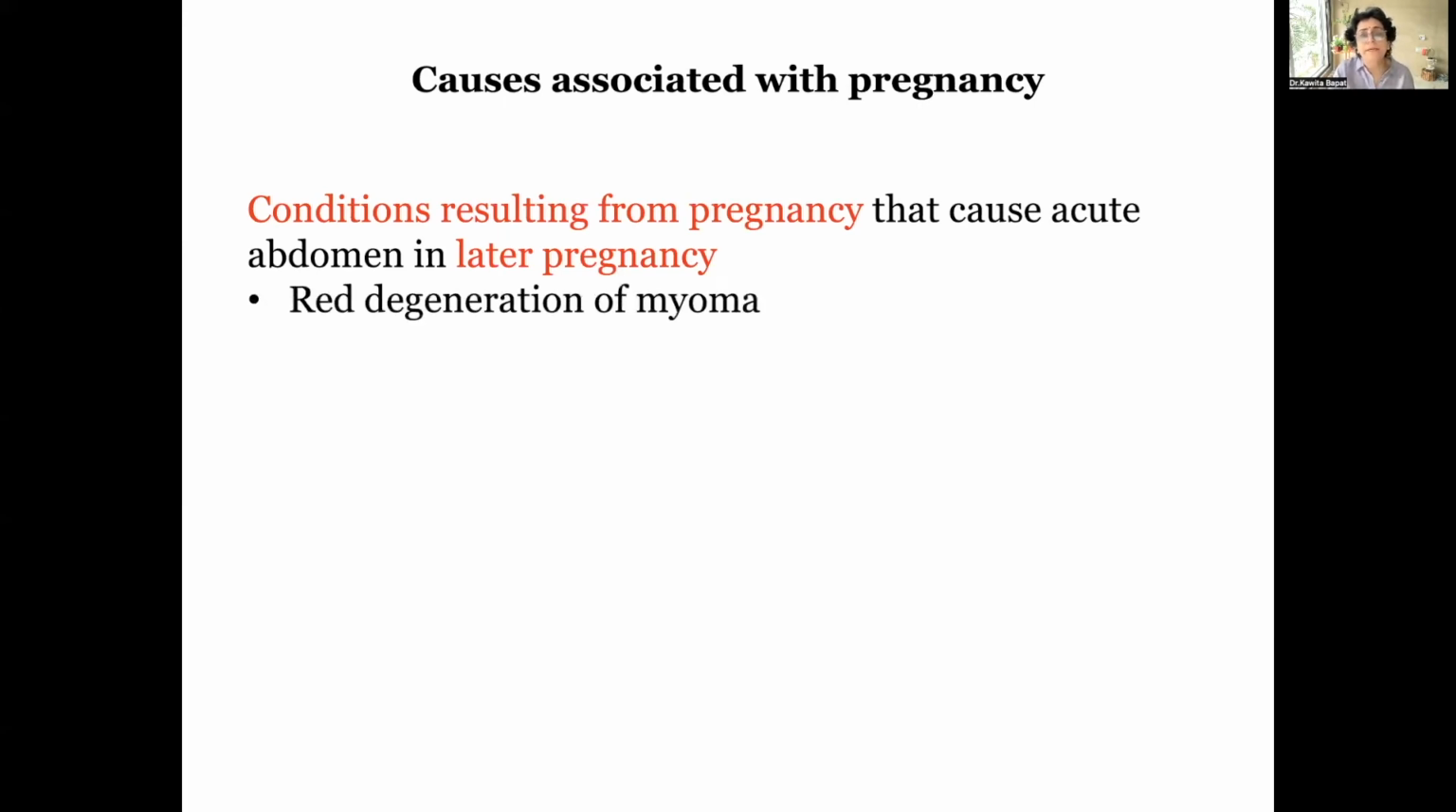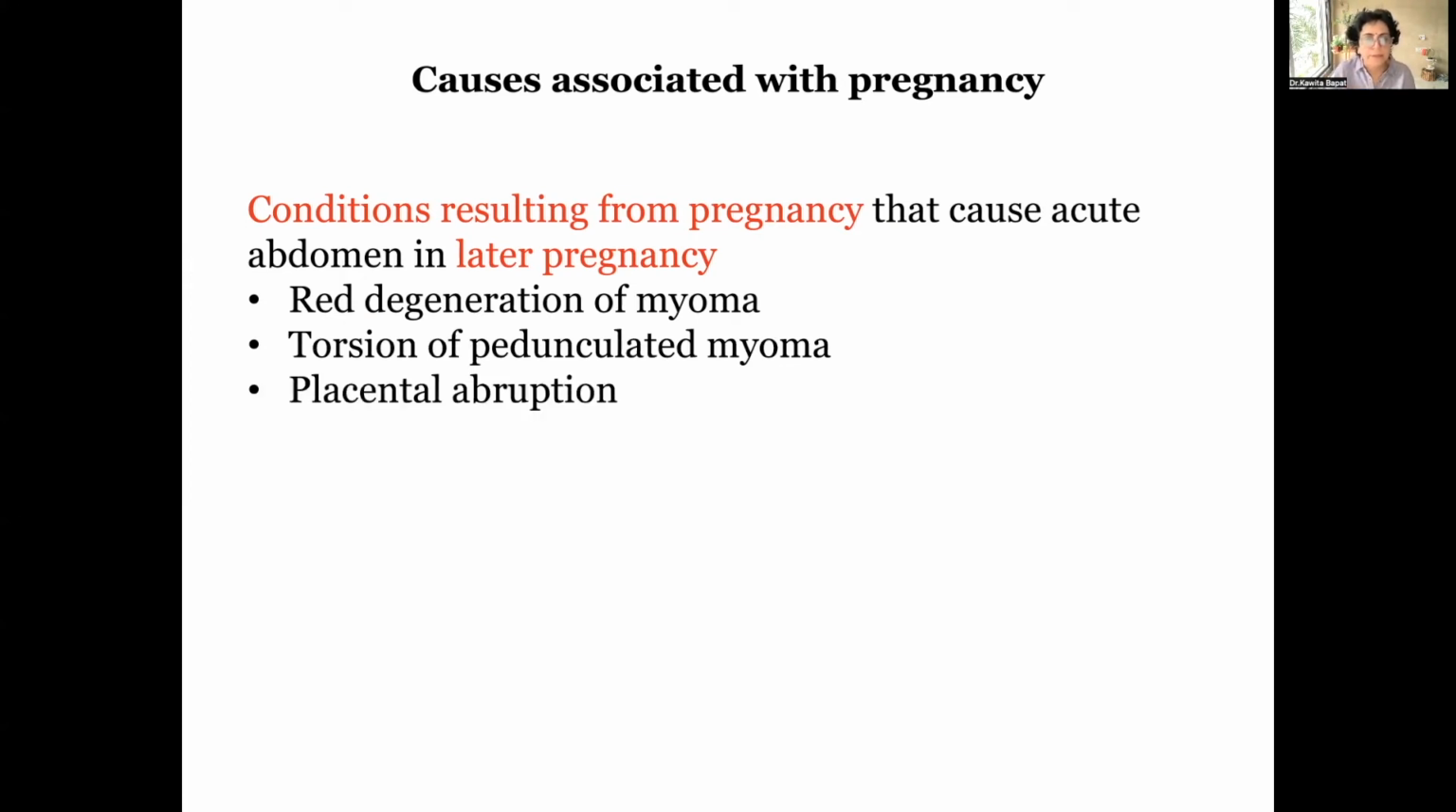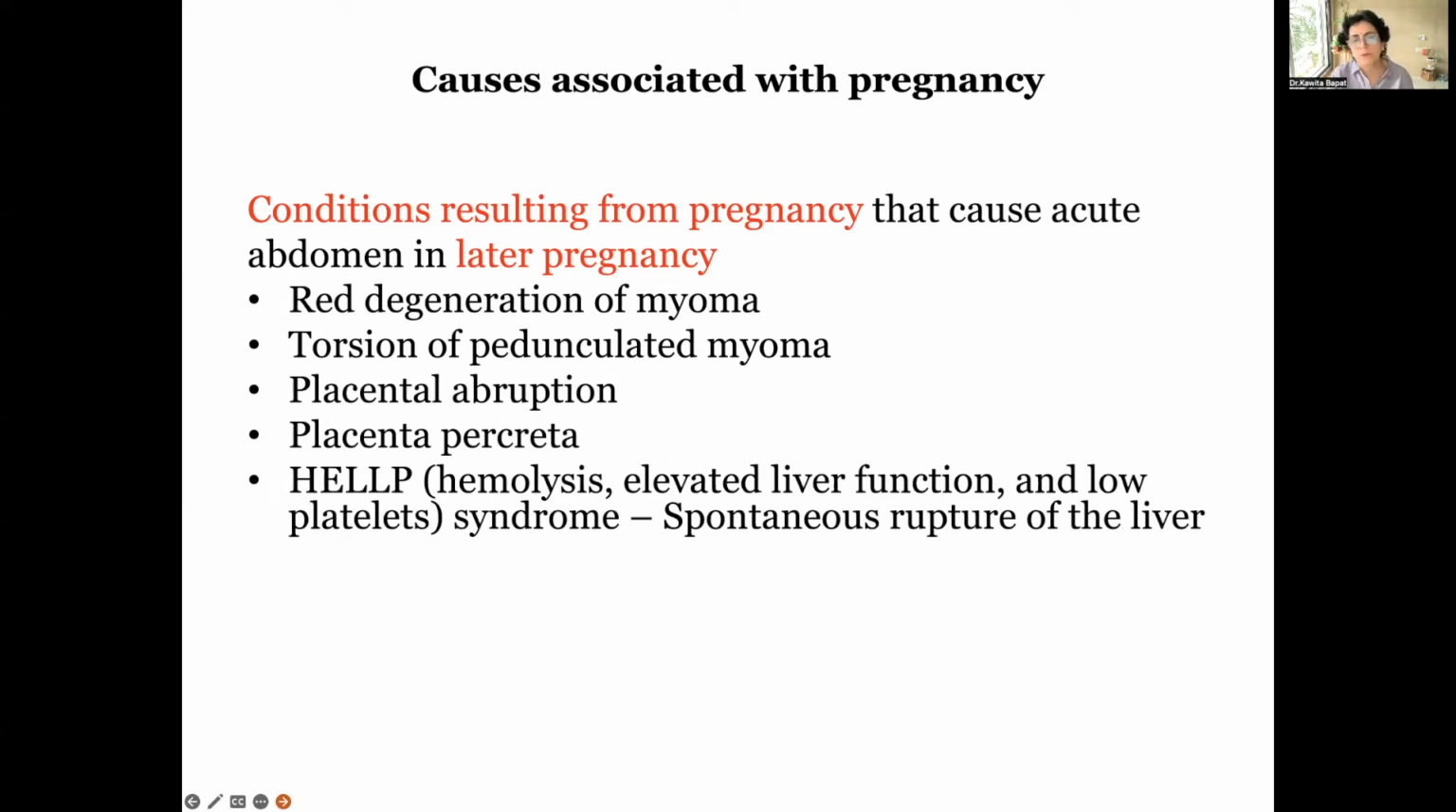Now, these are the associated conditions with pregnancy that may present as acute abdomen: red degeneration of the myoma. I'm telling you, I myself have suffered from red degeneration of myoma, and this is not a good condition. And the torsion of a pedunculated myoma, then placental abruption, Couvelaire uterus, and HELLP syndrome. We all talk about it. That's hemolysis, elevated liver enzymes, and low platelets syndrome, and spontaneous rupture of the liver. Uterine rupture, all of us know, is the most dangerous and troublesome, and chorioamnionitis. These also come with pain.